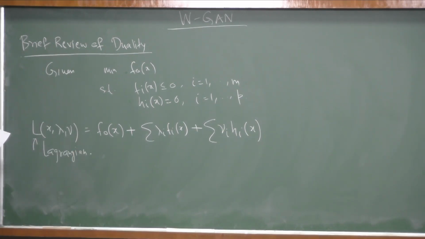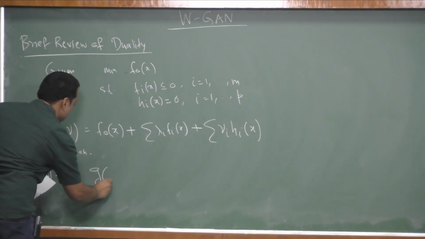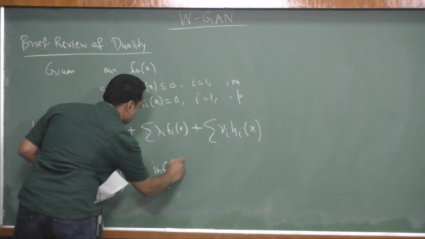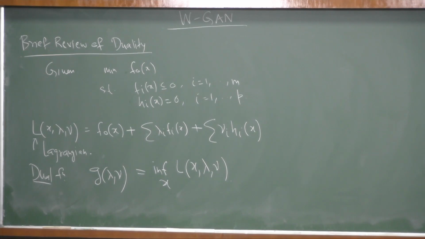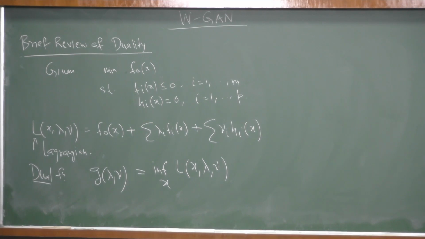And we can construct a dual function which will be obtained by infimizing this. So I can construct a dual function which will be g(lambda, nu), and this is the infimum over x of L(x, lambda, nu). And we can solve a dual optimization problem in the sense that we can take a supremum of this over lambda and nu, giving lambda star and nu star.